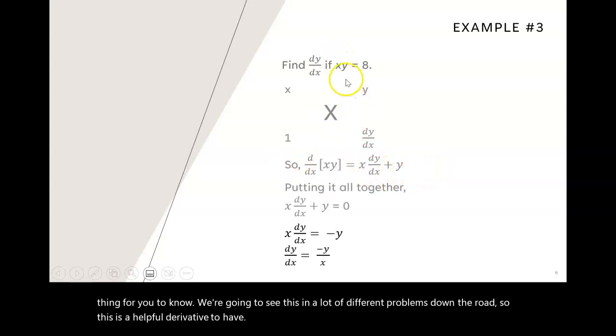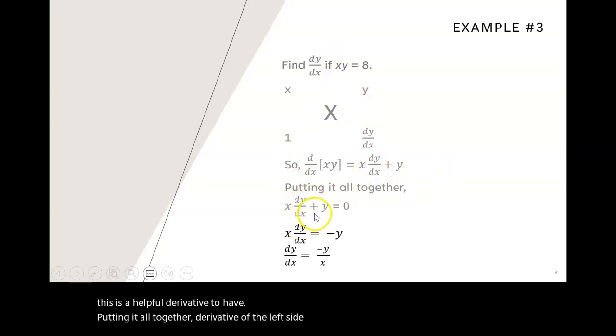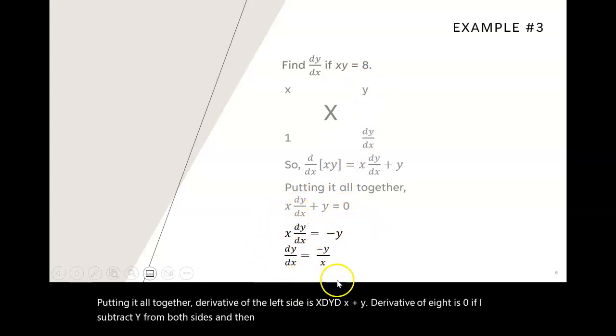So putting it all together, derivative of the left side is x dy/dx plus y. Derivative of 8 is 0. If I subtract y from both sides and then divide by x, I end up with dy/dx equals negative y over x.